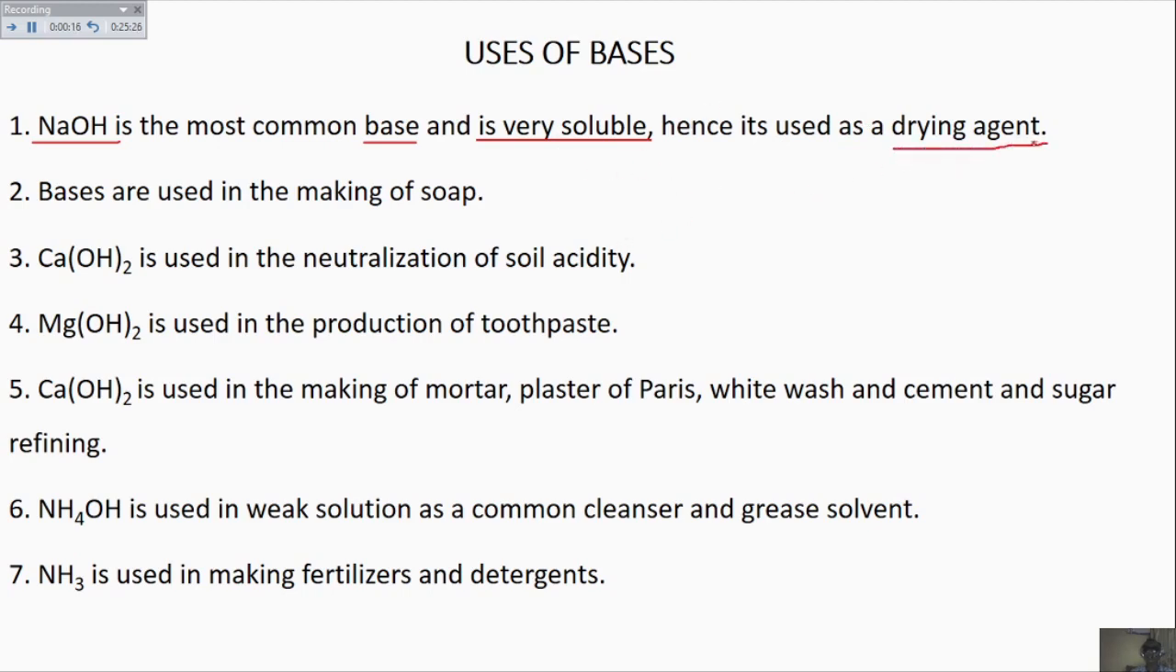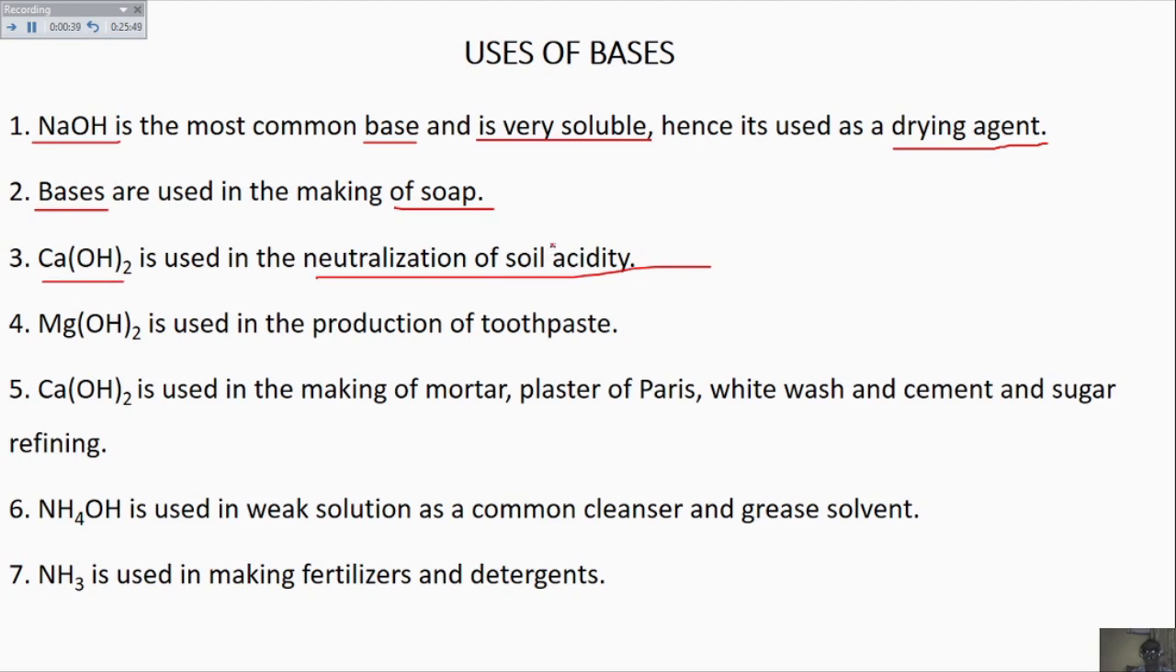It is used as a drying agent. Then we talk about using what? Making our soap. If you remember your saponification, we use sodium hydroxide in making our soap. Then calcium hydroxide is used for neutralization of soil acidity. You need to understand this as well.